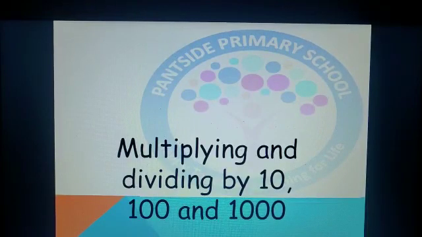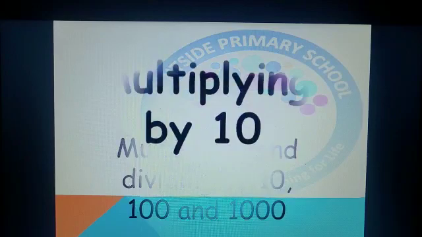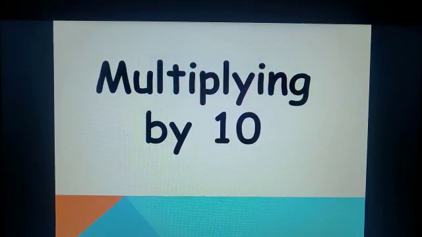Hi guys, in this video we're going to be looking at multiplying and dividing whole numbers and decimals by 10, 100 and 1000. So let's look at multiplying by 10. I'm going to show you some techniques and shortcuts to do this really simply and quickly in your head. When we're multiplying a number by 10, we are making the number 10 times bigger.